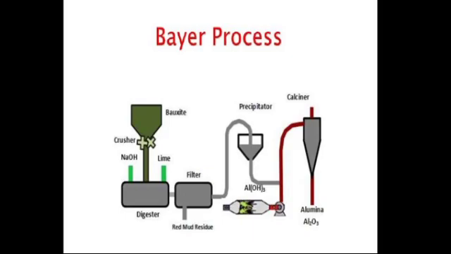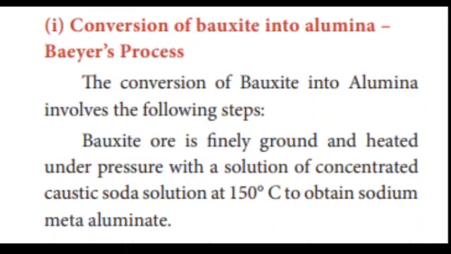Next, conversion of bauxite into alumina, Bayer's process. The conversion of bauxite into alumina involves the following steps. Bauxite ore is finely ground, that is converted into small pieces, and heated under pressure with a solution of concentrated caustic soda, that is sodium hydroxide solution, at 150 degrees Celsius to obtain sodium meta-aluminate.